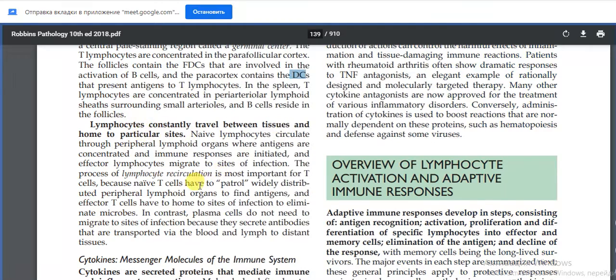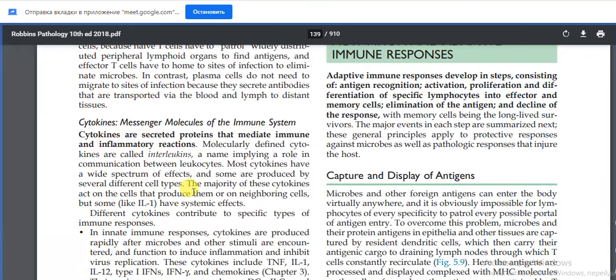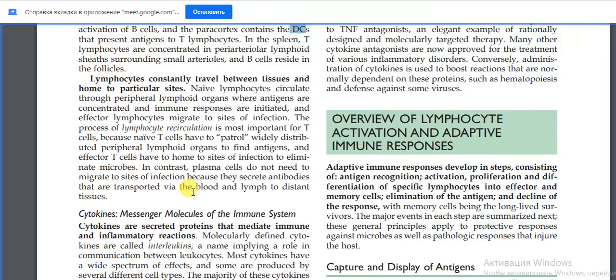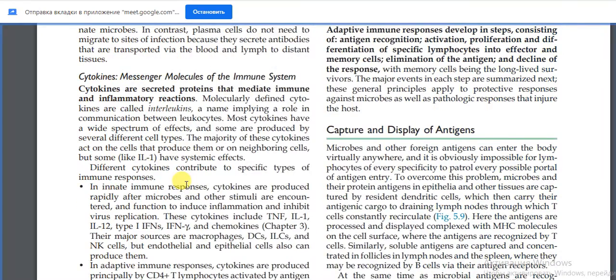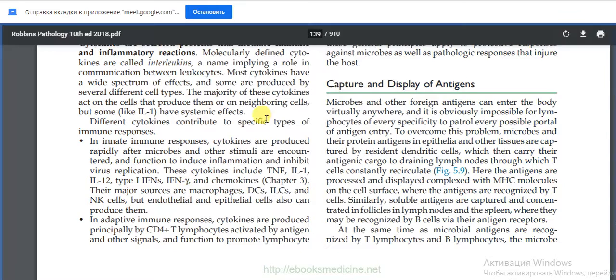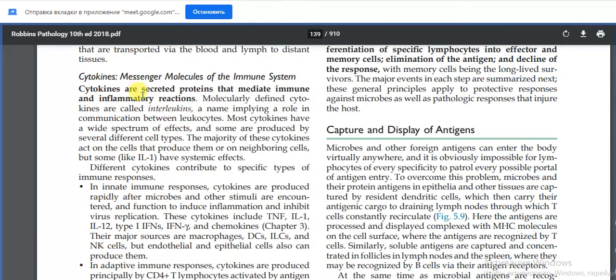Okay, let's continue. We have different cytokines, messenger molecules of the immune system. Cytokines are secreted proteins that mediate immune and inflammatory reactions.